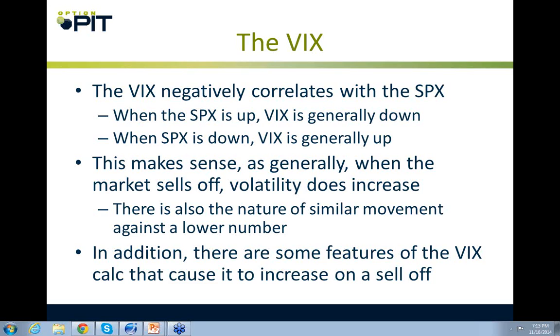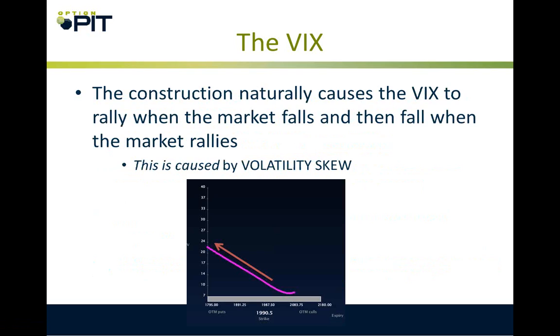In addition, there are some features of VIX calculation that cause it to increase in a sell-off regardless of volatility. So on one hand, when we sell off, volatility increases. On the other hand, there are some gadgets in its calculation that actually cause it to naturally rise regardless. So the construction naturally causes VIX to rally when the market falls, and to fall when the market rallies. And it's caused by volatility skew.